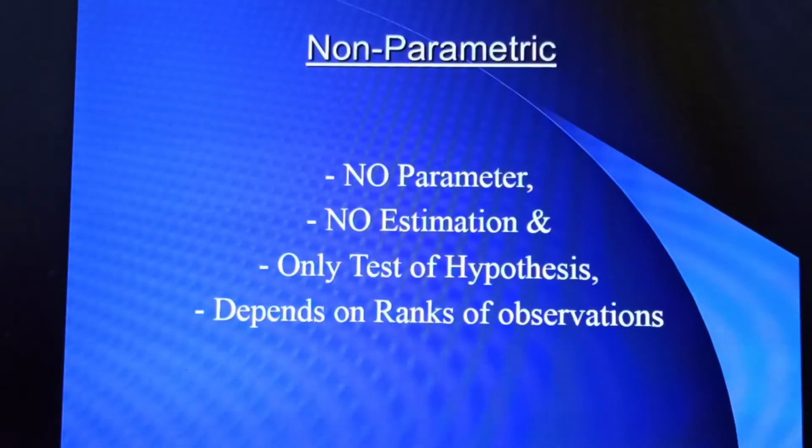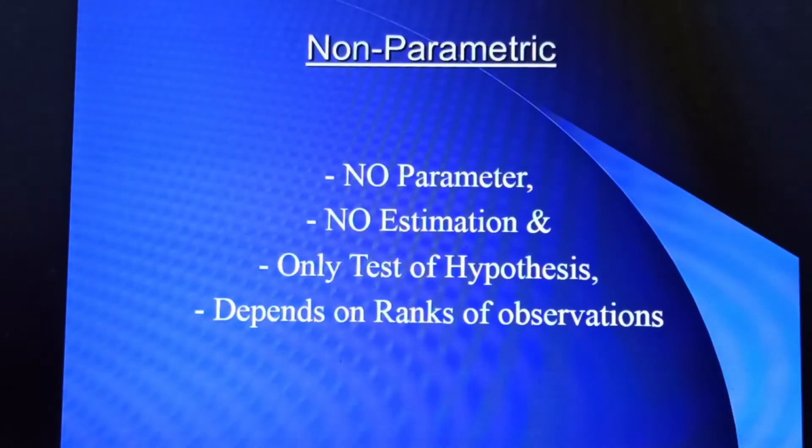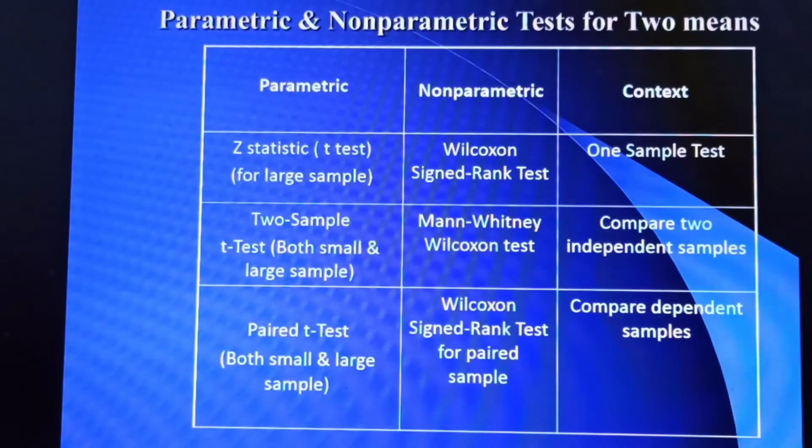What is non-parametric? Non-parametric, unlike parametric, doesn't depend on any parameter, and there is no estimation either. Only a test of hypothesis is done in a non-parametric test, and that is also not on the actual observations. It depends on the ranks of the actual observations. Now let us see in what different contexts the corresponding non-parametric tests for parametric tests are like this.